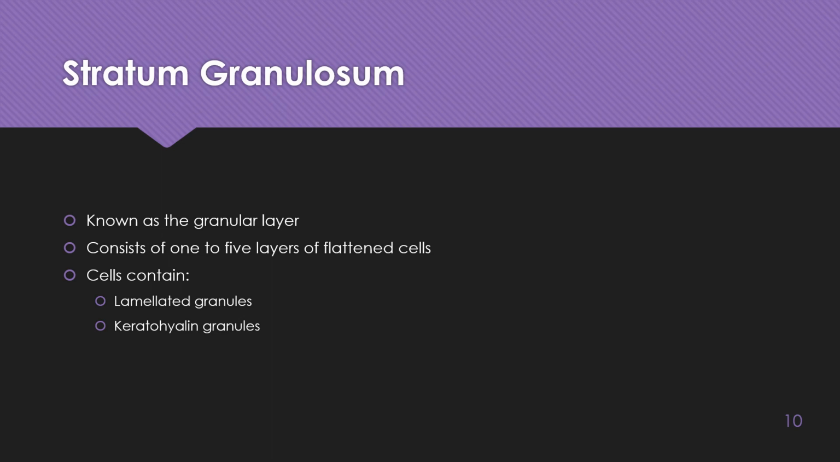Our cells contain 2 different types of granules, lamellated granules and keratohyalin granules. The lamellated granules contain a waterproofing agent that's called a glycolipid. So this component, or this waterproofing agent, is made up of both sugar and fats.